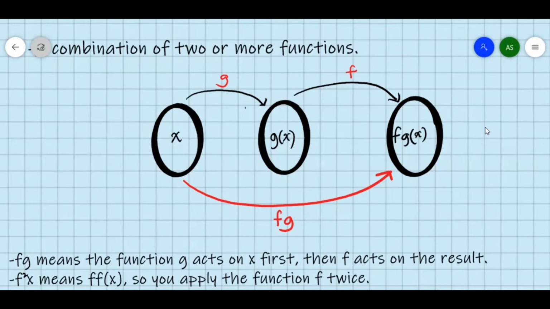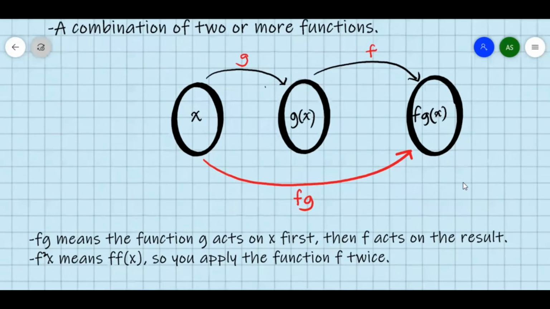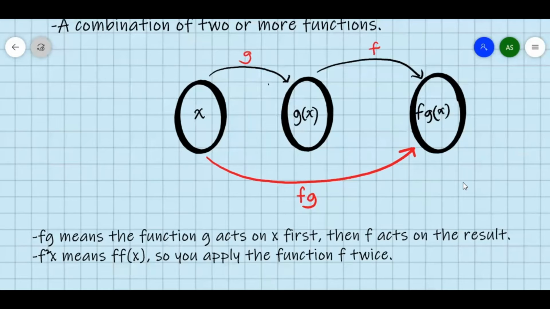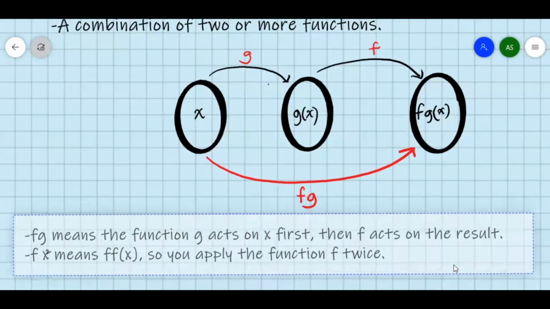Now, another thing that you have to remember is when we say f squared of x, this means f of f of x. So you apply the function f twice. The same goes for g squared of x. That means g of g of x, so we will act on g twice.